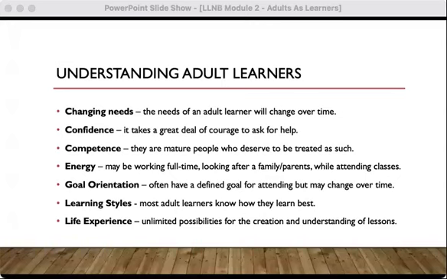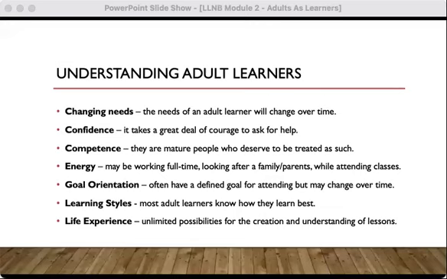Energy. Energy levels are going to vary over time. Sometimes adults are tired when they come to a lesson because of the other responsibilities that they have. Maybe they work full time, or are looking after a family, or attending other classes. Goal orientation. Adult learners usually have very definite goals when starting an educational program. Maybe it's for self-improvement or getting a driver's license. Maybe it's to improve job skills or get their GED.